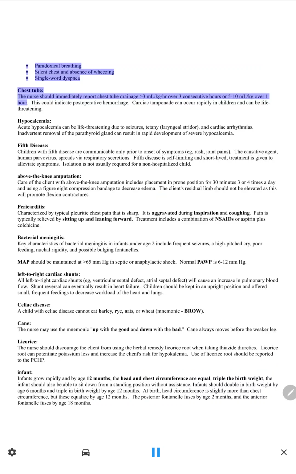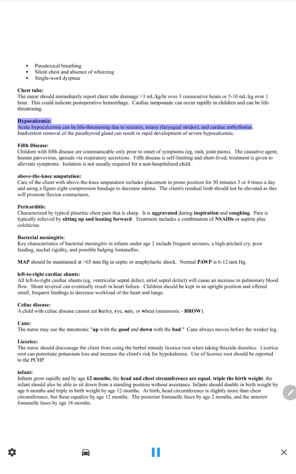Chest tube. The nurse should immediately report chest tube drainage greater than 3 ml per kilogram per hour over 3 consecutive hours or 5 to 10 ml per kilogram over 1 hour. This could indicate postoperative hemorrhage. Cardiac tamponade can occur rapidly in children and can be life-threatening.